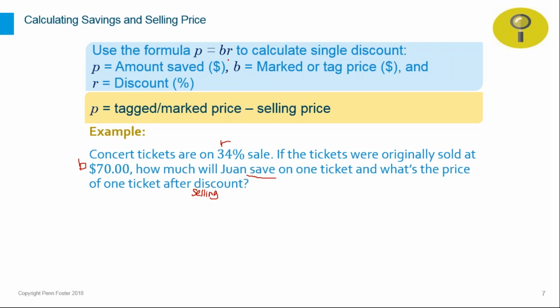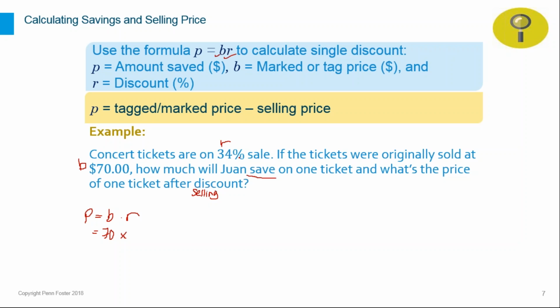So for that, I can use the formula P equals B times R. I have the base and I have the rate. So now I can find the percentage, which is the savings. P equals B times R. I like always to rewrite my formula. Equals the base is 70, times R, the rate is 34%. I'm not able to use 34% as 34 in our calculations.